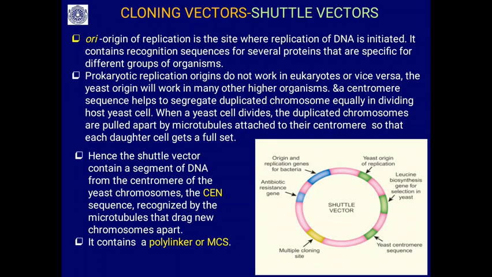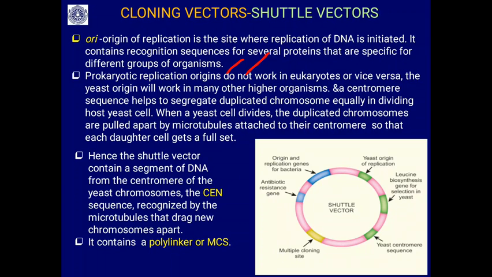In the shuttle vector, the origin of replication is the site where replication of the DNA is initiated. It contains recognition sequences for several proteins that are specific for different groups of organisms. So this origin can be designed so it can grow in Agrobacterium, or it can replicate in Escherichia coli. It is a sequence of DNA that recognizes several proteins that initiate the replication of that particular DNA, plasmid or vector, I mean.